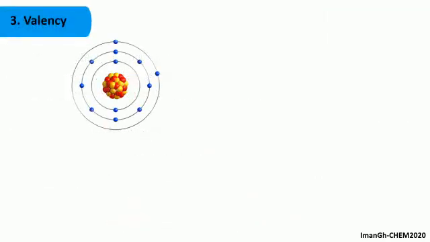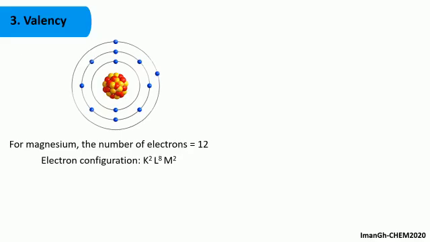Here we have a model of the magnesium atom. The number of electrons of magnesium is 12, and its electron configuration is K2L8M2, so its valence electrons is 2. Now for magnesium to be saturated, it can gain 6 electrons to become saturated with M8, or lose 2 electrons to become saturated with L8. However, losing 2 electrons is easier than gaining 6. That's why to become stable, magnesium loses 2 electrons. Thus, its valency is 2.